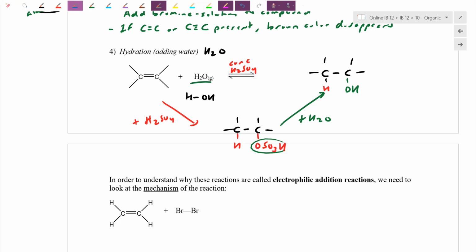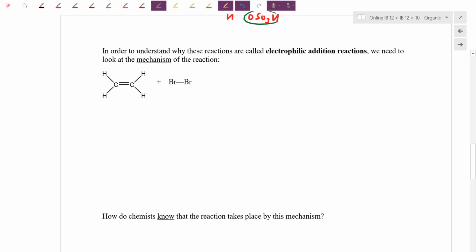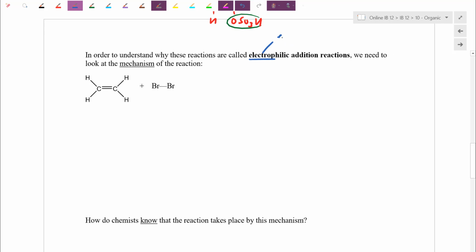How come alkenes are so reactive? You do need to know this mechanism in detail. So let's just flip over to the back. In order to understand why these reactions are called electrophilic, this is an electron deficient region that ends up seeking out a negative. So this is an electron poor region seeking out a negative density. In this case, it's going to be the density of the multiple bond, the single bond with the pi bond there. And then we're going to add this across the double bond.